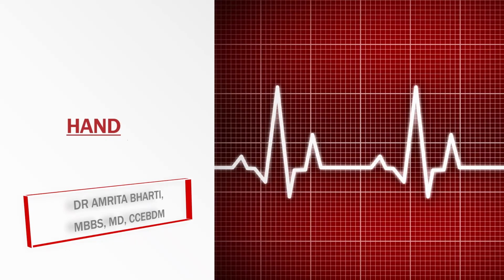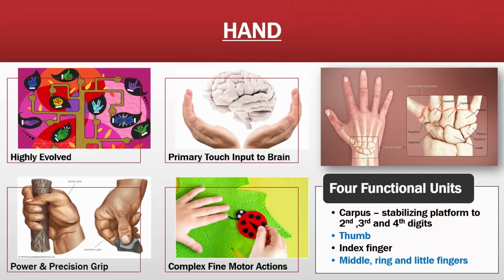So let's start with the hand. As you all know, the hand is a highly evolved structure, isn't it? We have the hand which can be used for gripping, and for many fine activities. It can be used for tactile purposes, for touch reception, for temperature, and for many fine motor actions.